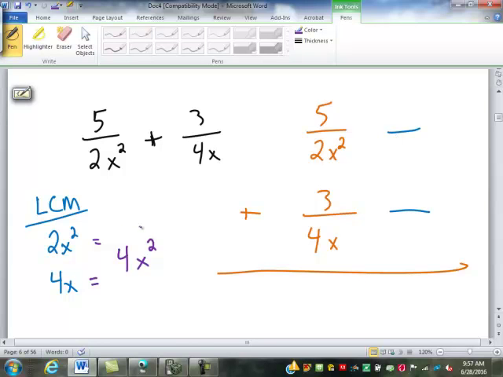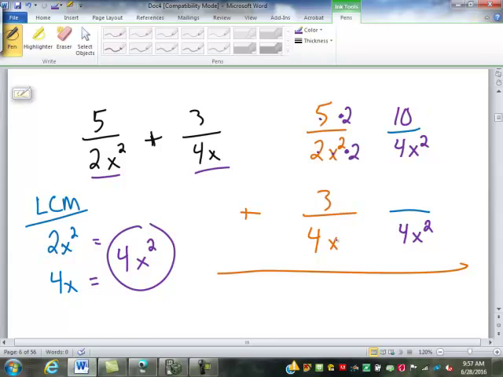So our common denominator, or least common denominator, is the least common multiple of those two denominators, which will be 4x squared. So for this first one, do I need to do anything to the number? Yeah, I have to change. Perfect. 2 times 2 to make 4. So I'm going to have to multiply the top times 2. Do I have to do anything to the variable? No, I have an x squared and I'm keeping it as x squared. So nothing to the variable. So 5 times 2 is 10.